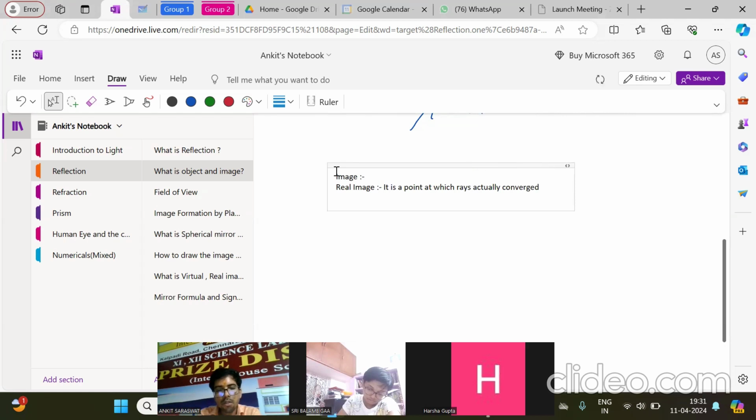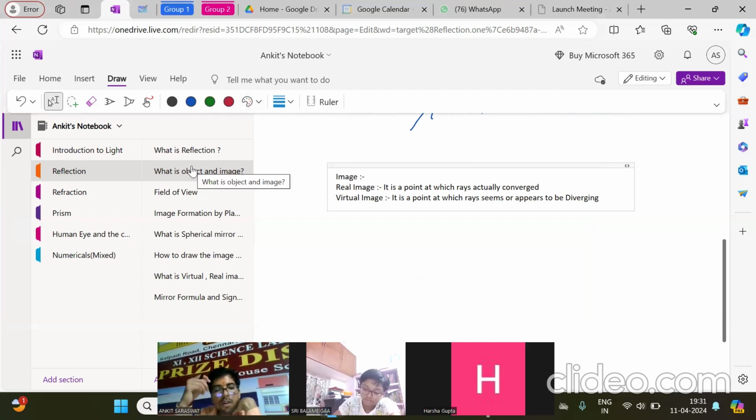What is virtual image? Write down. It is a point at which rays seem or appear to be diverging. So virtual means diverge. Clear? If you are looking from that point, rays seem or appear to be diverging. Clear? Now see.